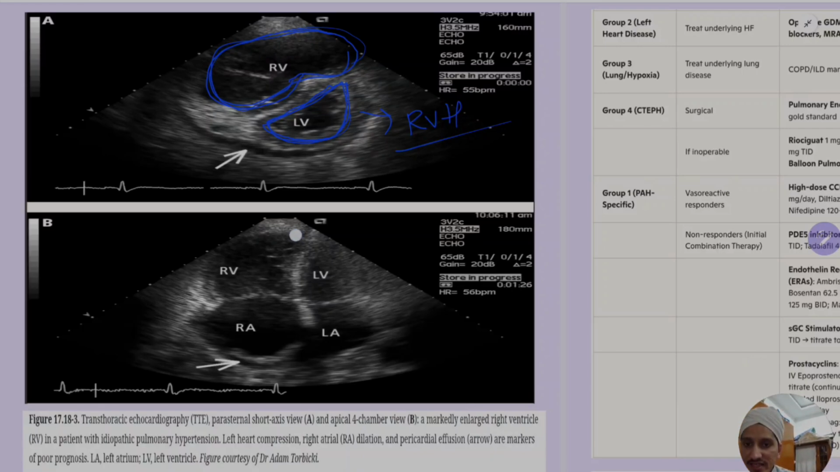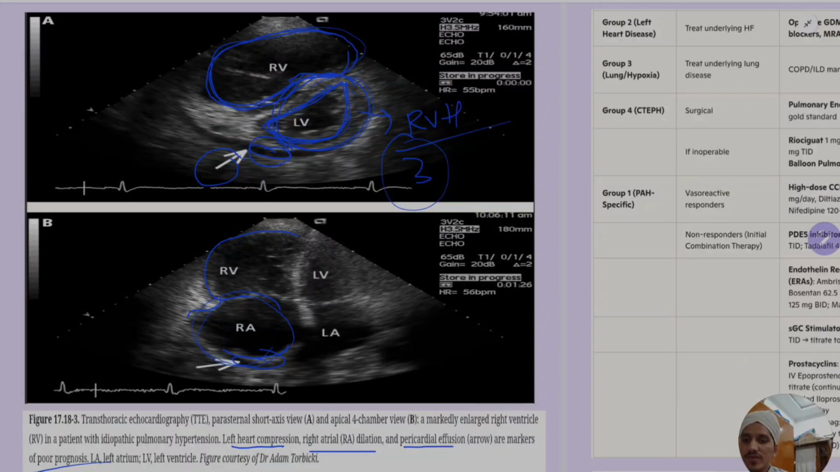Here you can see there is an enlarged right ventricle, along with that you are seeing an enlarged right atrium also. Along with that, this arrow points here, this is nothing but pericardial effusion. You can have pericardial effusion and that is not a good sign. Here it is given that left heart compression, right atrial dilatation, and pericardial effusion are markers of poor prognosis. Left heart compression is nothing but a D-shaped left ventricle in the 2D echo. If these three things are present in 2D echo, then the prognosis is not good.